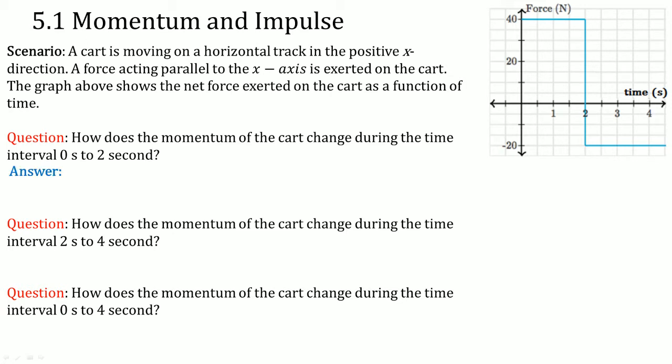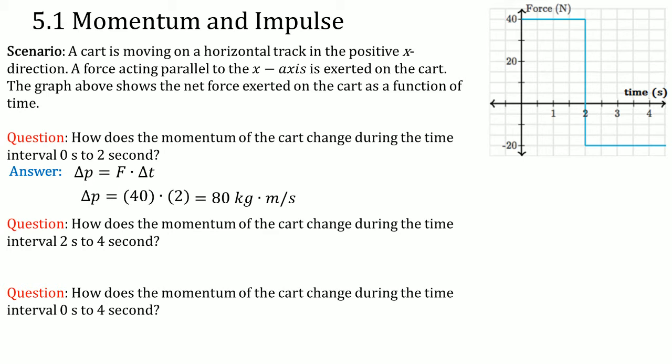The answer: let's set up the equation. Delta P, which is the change in momentum, is equal to the force times delta time. Here, the time from 0 seconds to 2 seconds is 2. The force can be given in the graph. Notice from 0 seconds to 2 seconds, the force is a constant line at 40 newtons. That's how they get that value. Plug in the values, and you get the change in momentum is equal to 80 kilogram meters per second.